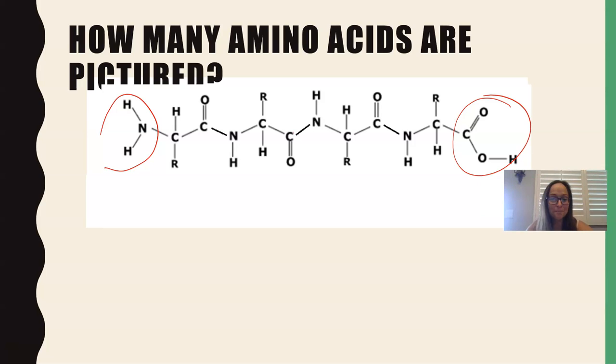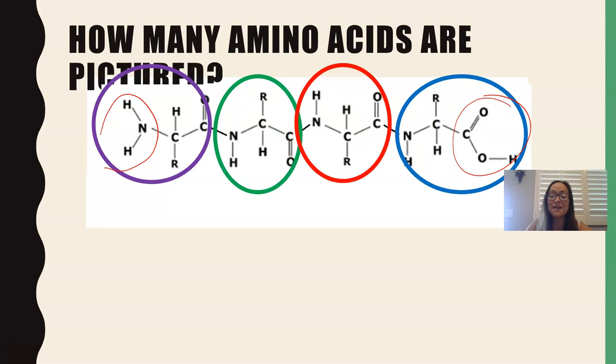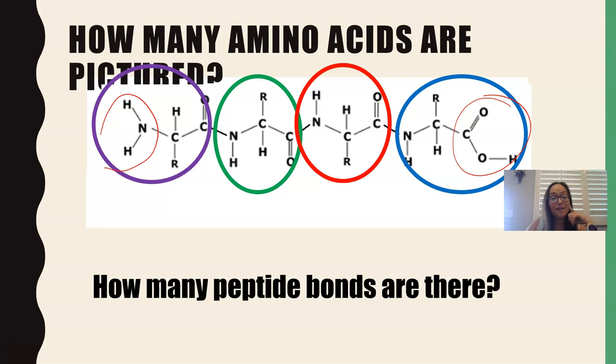Now here, if you hit pause, you can try and figure out how many amino acids are pictured. Okay, there are actually 4 amino acids pictured here. And if you think about it, how many peptide bonds are there? Good, there are 3 peptide bonds. So while enzymes, or ribosomes, built this polypeptide, you would have produced 3 waters along the way.